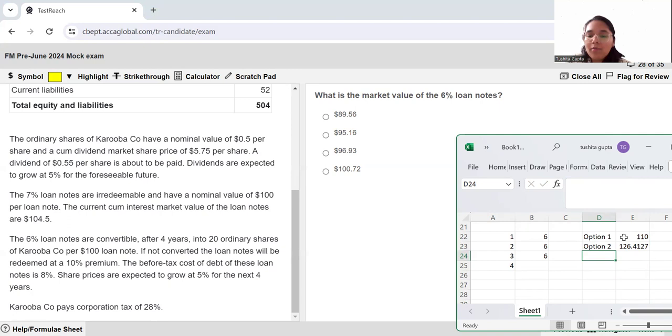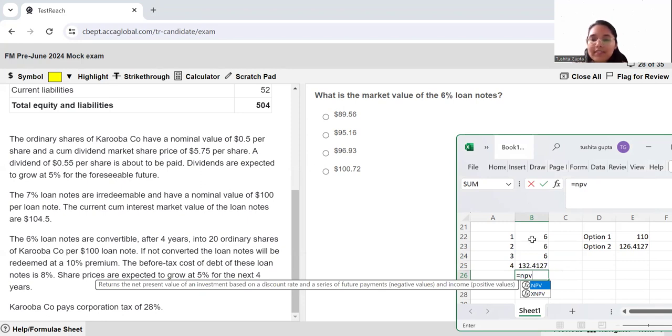So either I have the option of getting 110 or I have the option of getting it converted at 126.41. So let's see over here. Obviously, if you compare your redemption value, any rational investor is going to choose option 2 over here. So in the last year, I'm going to get 6 plus the redemption value. So I will find out the NPV, the net present value of all of these cash flows.